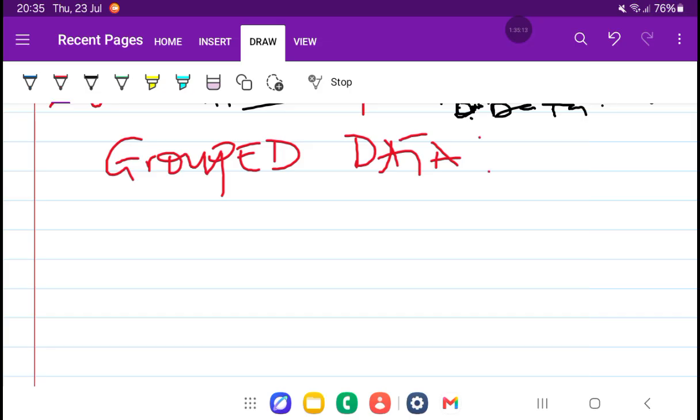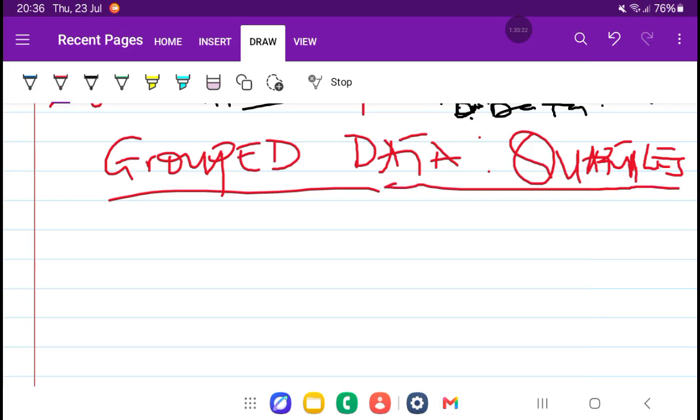We are still looking at quartiles, but this time around we are taking the grouped data. The same way we are understanding quartiles is the same way we shall do deciles, is the same way we shall do percentiles. That's why I'm combining all of them at once.